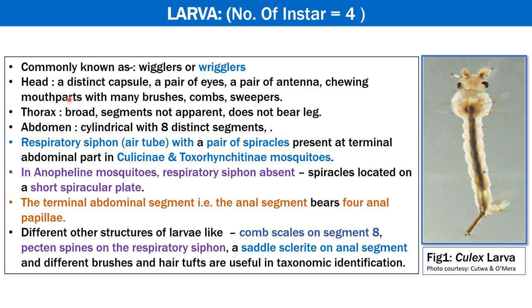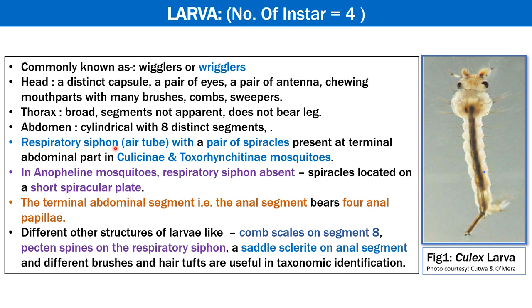The head of the mosquito larvae comprises a distinct capsule, a pair of eyes, a pair of antennae, chewing mouthparts with many brushes, combs, sweepers, which are mainly used for feeding. Thorax is, as already mentioned, broader than the head and abdomen. Segments are not apparent and thoracic segments do not bear legs. Abdomen is cylindrical with 8 distinct segments.